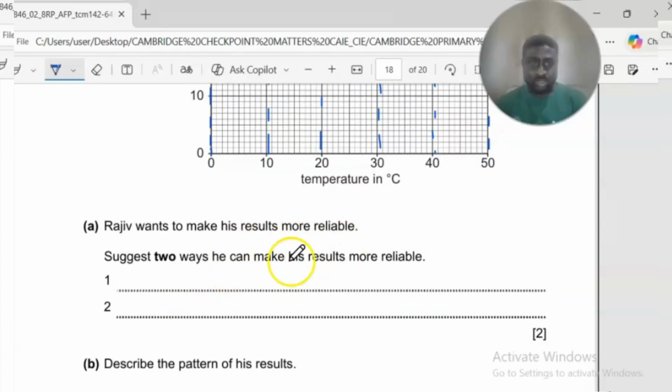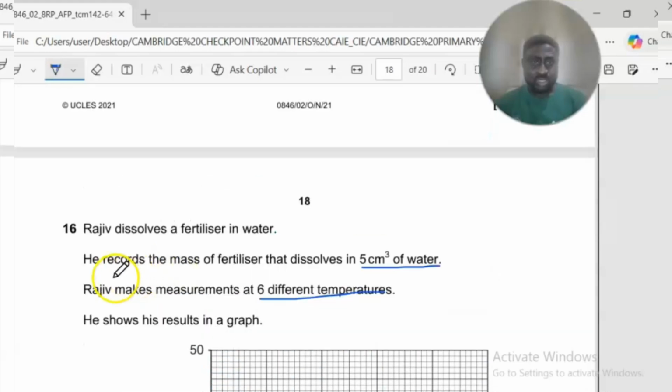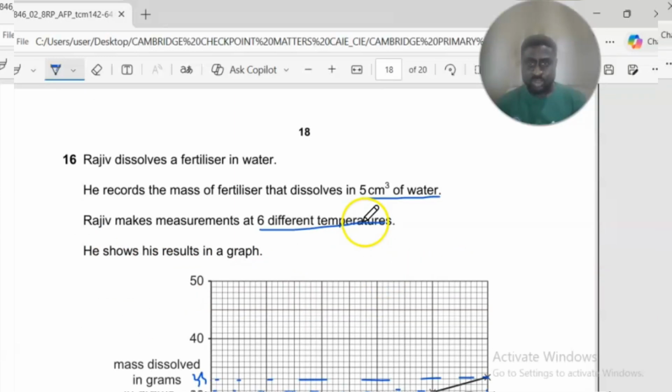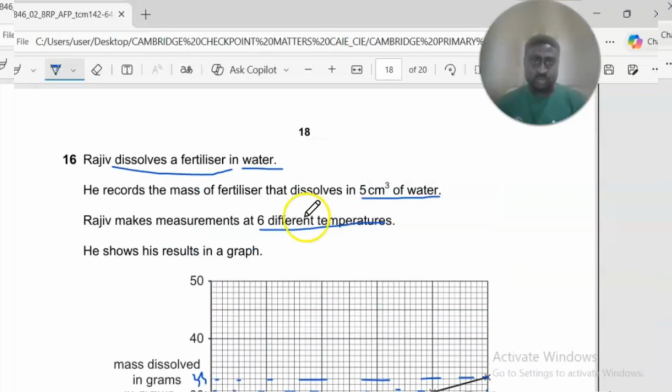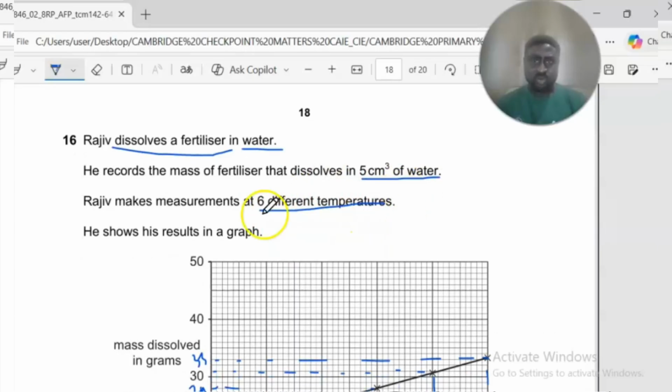That's getting a reliable result. So there are two ways he can make his results more reliable. So let's go back to the process. He records the mass of fertilizer that dissolves in 5 cubic cm of water. Rajiv makes measurements at 6 different temperatures. He shows his results in a graph. So what two things can he do to make his test reliable? Owing to the variables he is working with here, talking about the mass of fertilizer, the temperatures as well, and the water that he used.